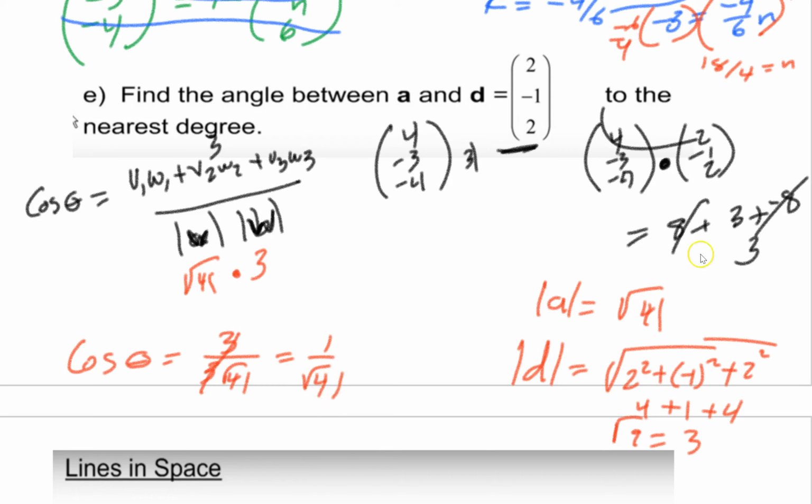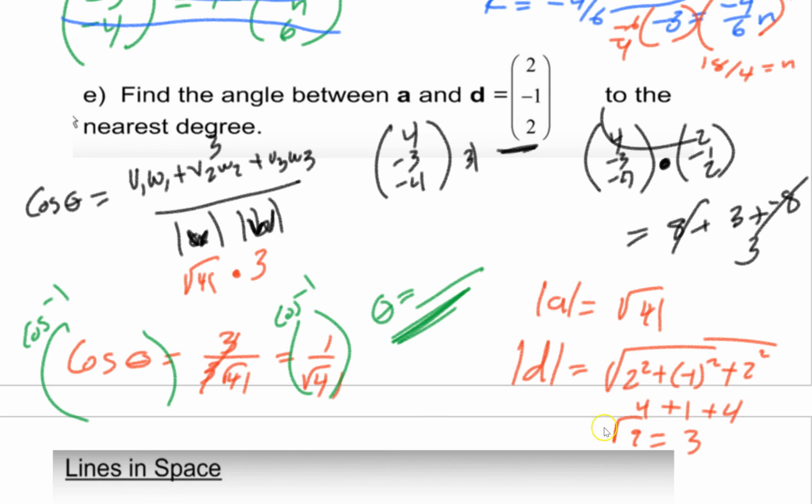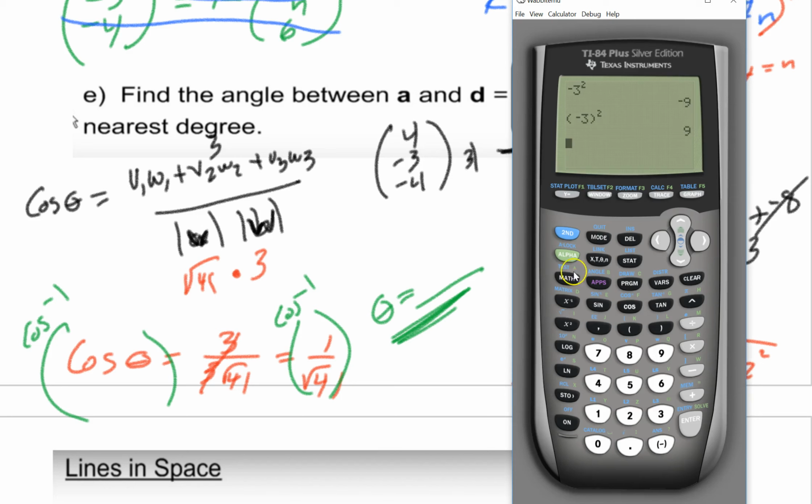You're like, I'm done. Not really. I want the angle, not cosine of the angle. Unless they want cosine of the angle. They want the angle in this case. So let's cosine inverse this stuff. Put this in our calculator, and we get an answer. Let me actually do it, right? If I did cosine inverse of 1 over radical 41.